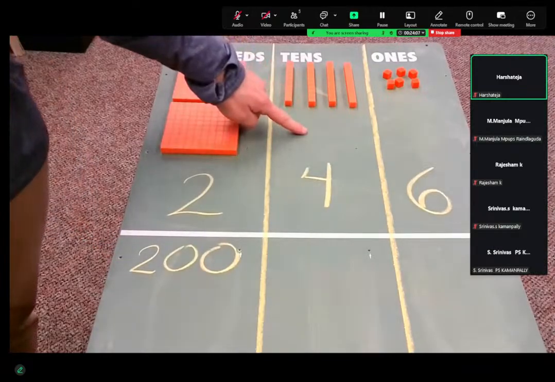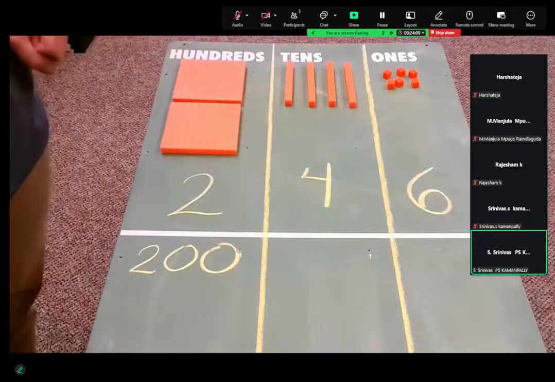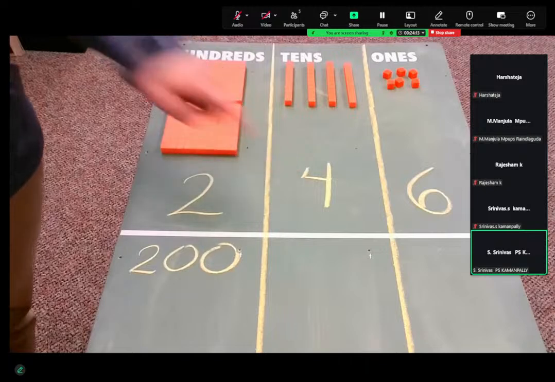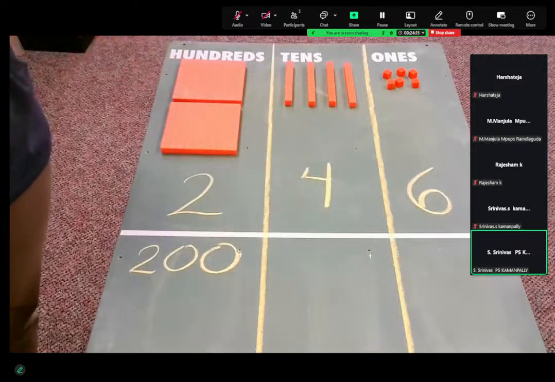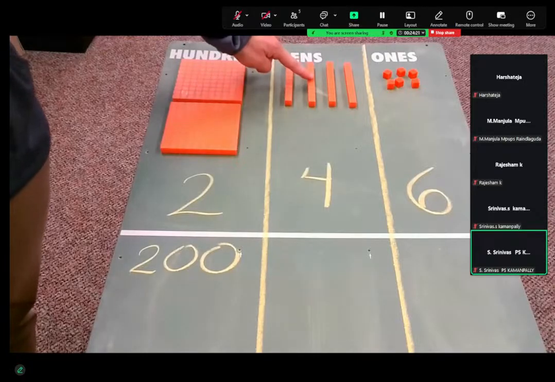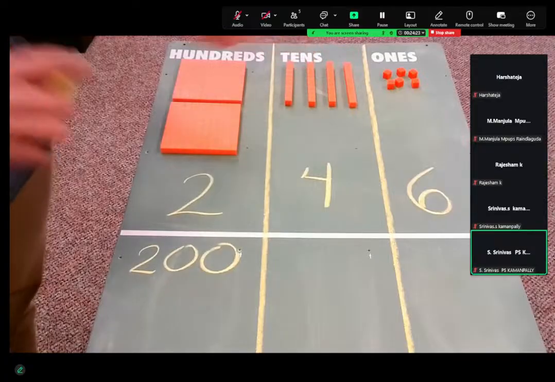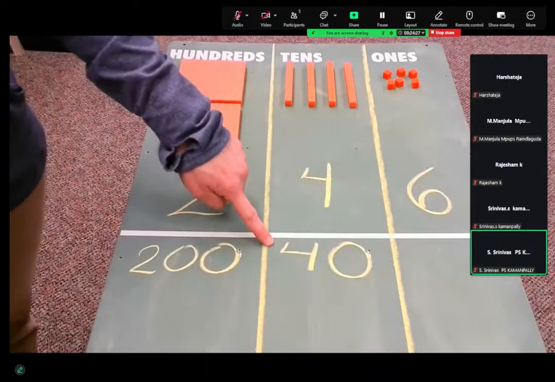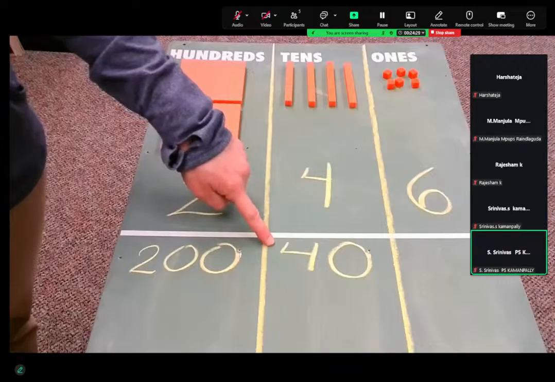When I now go into my tens place, am I going to be counting them as I did before to get my number? No. I'm going to talk about the value. That means I'm going to be counting it by tens. So I'm going to go 10, 20, 30, 40. So now it's going to say 40. That is its value.